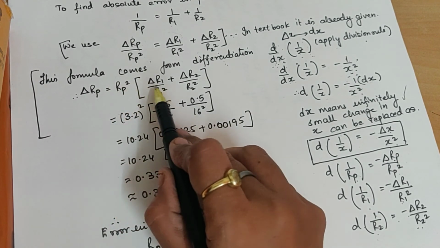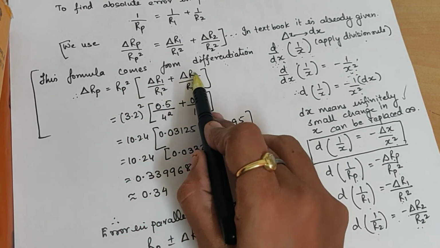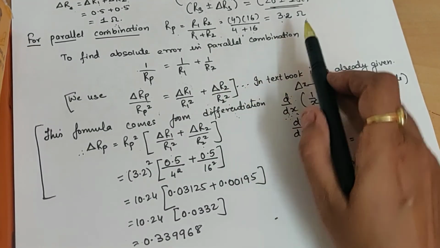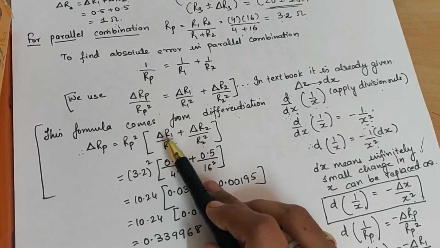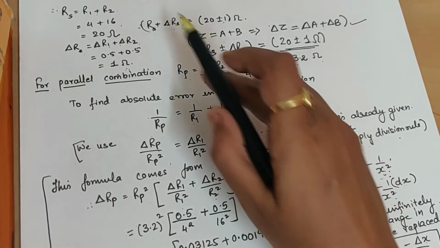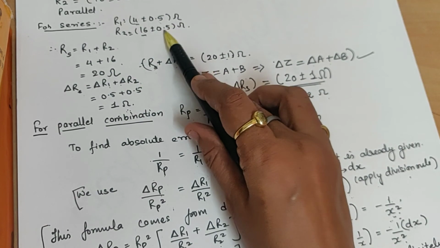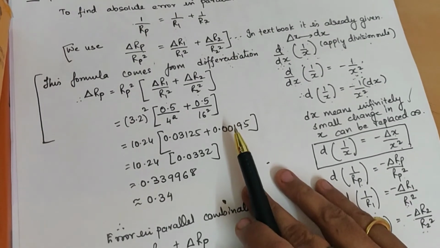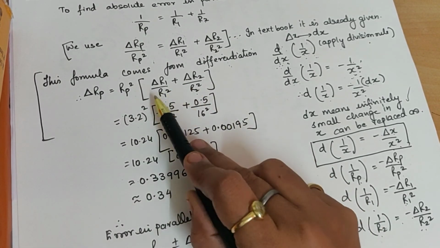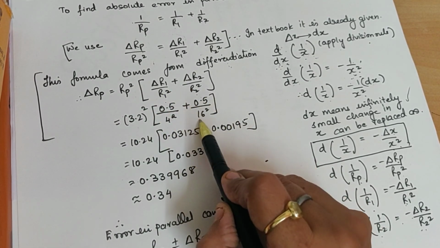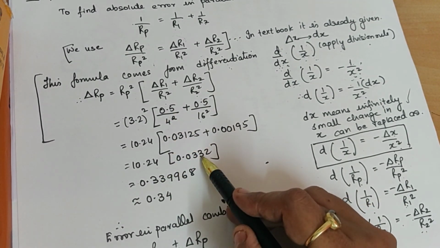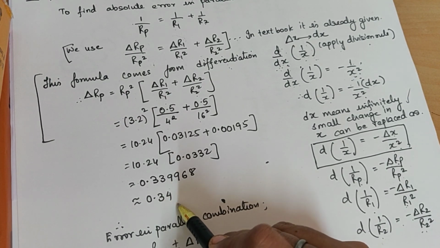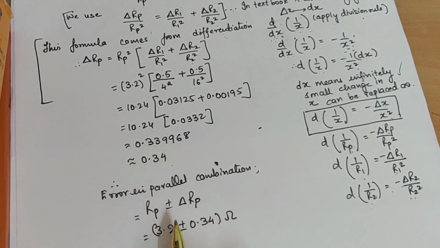So if you get this value from this, so how do you find out delta Rp? That is Rp square into delta R1 upon R1 square plus delta R2 upon R2 square. Rp we have already found, that is 3.2. Fine. Rp is 3.2 whole square. What is delta R1? That is 0.5 given to us. What is delta R2? Again it is 0.5. Fine. So R1 and R2, delta R1 and delta R2 are given to us. R1 and R2 are the measured values, that is also given to us. Just we need to make the calculation, and that calculation comes out to be what? 0.34.